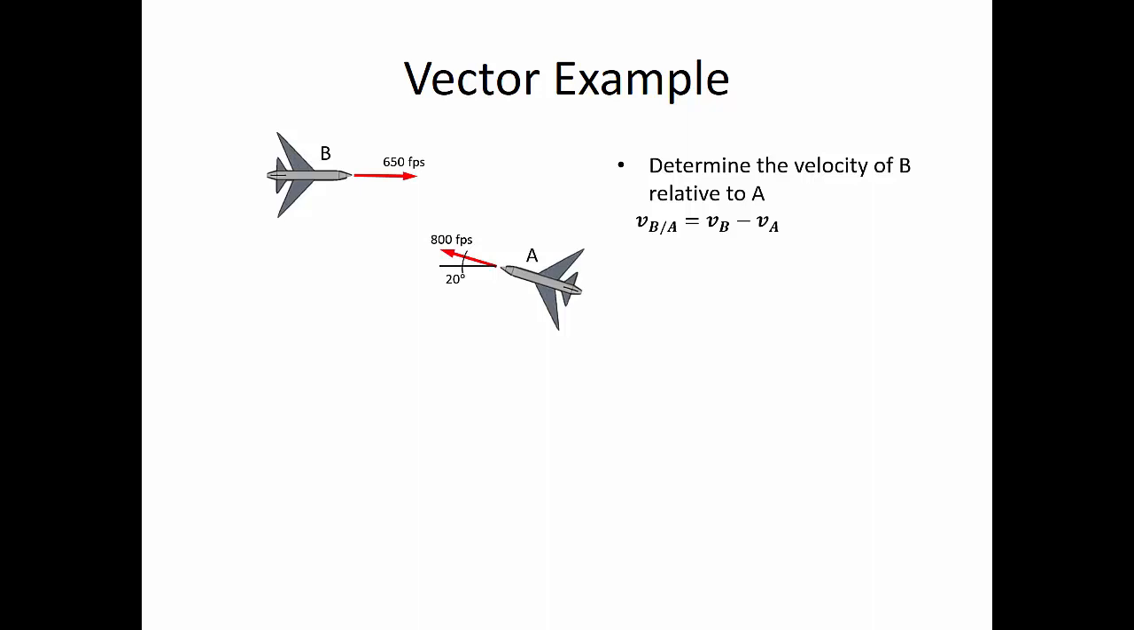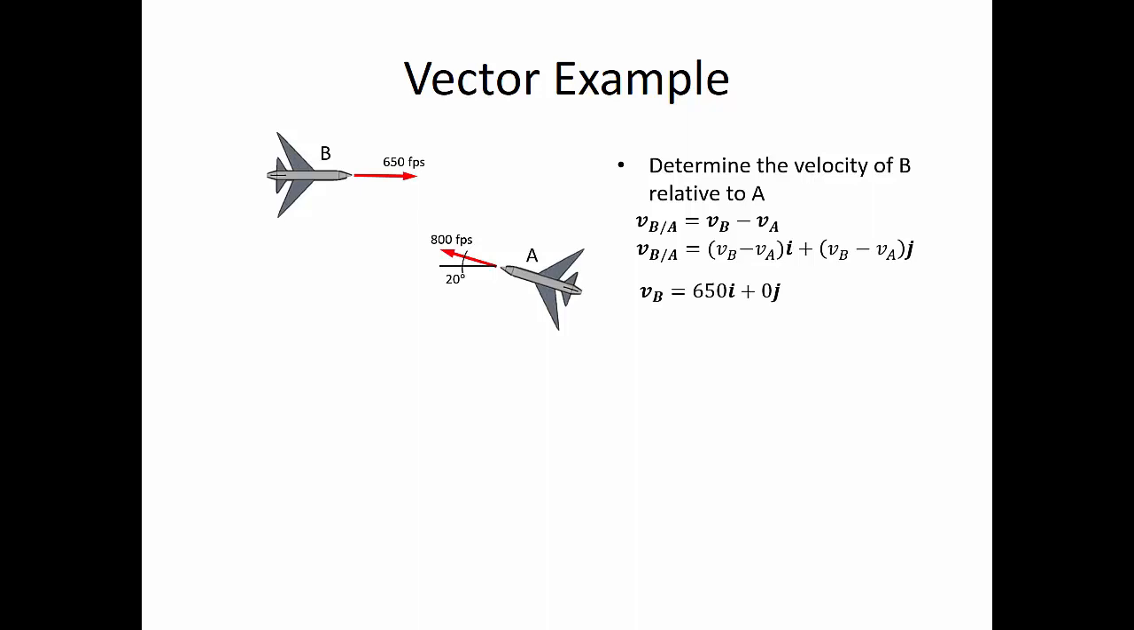To solve this using vectors, we want to use the equation VBA is equal to VB minus VA. So we need to collect the like terms, or the terms associated with their respective directions. So VBA is equal to the velocity of B minus the velocity of A in the x direction, plus the velocity of B minus the velocity of A in the y direction. So we'll need the vectors.